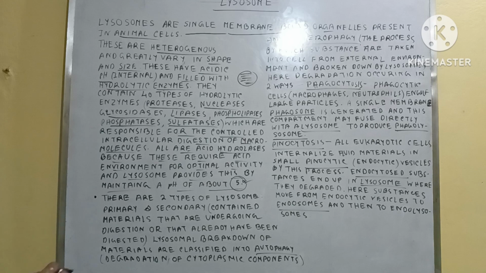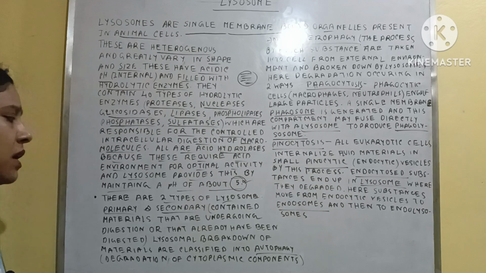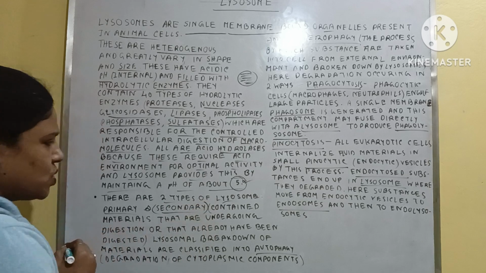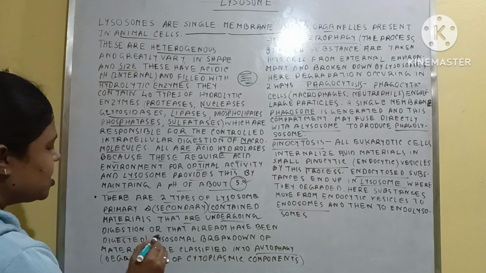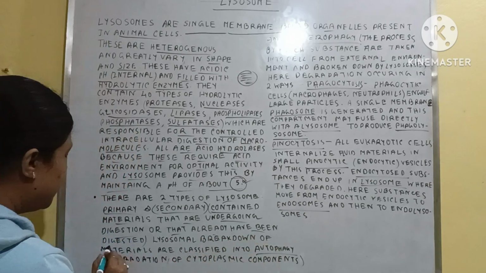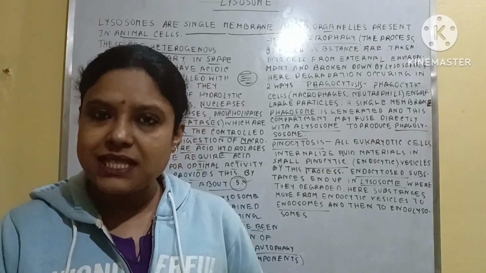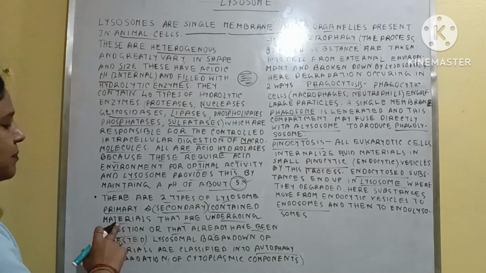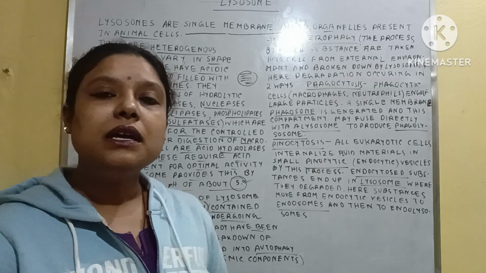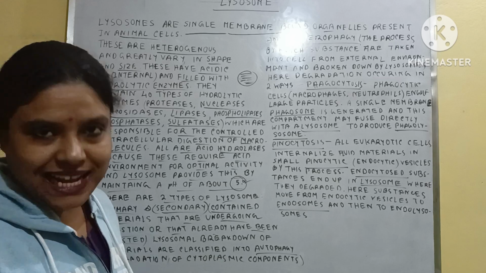There are two types of lysosomes. One is primary, another is secondary. What kind are primary and secondary? The secondary is that lysosome which contains materials that are undergoing digestion or that have already been digested. So primary lysosome is without this material, but secondary lysosomes are those that contain materials that are either completely digested or are in the process of digestion.